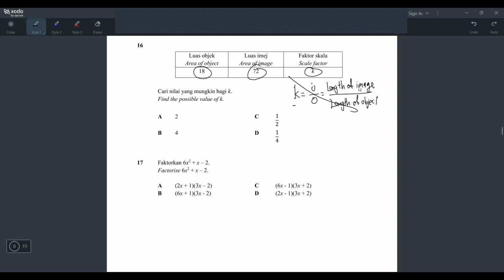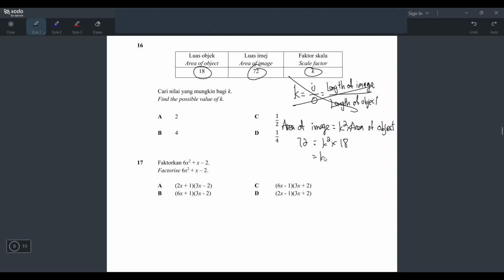Then if I cannot use this formula, which formula should I use? The area formula. Do you remember the area of image formula? Area of image equals K square times area of object. This is the formula we use. This one we learn in transformation. Area of image is 72, and then K square times area of object. Area of object is 18.